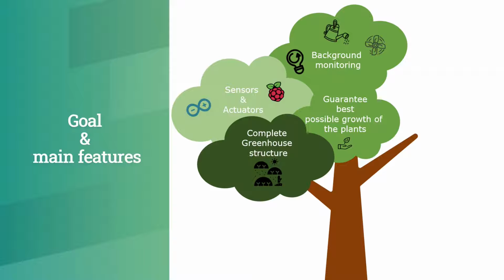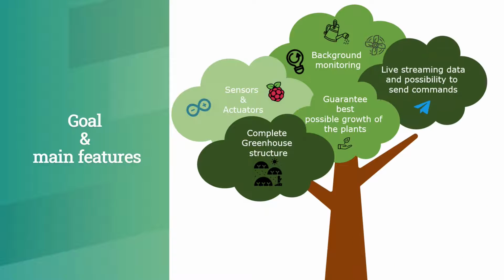The Telegram bot can both activate commands of the actuators and show live streaming data, while ThingSpeak and Node-RED provide a simple user-friendly interface in which data can be seen through historical graphs.